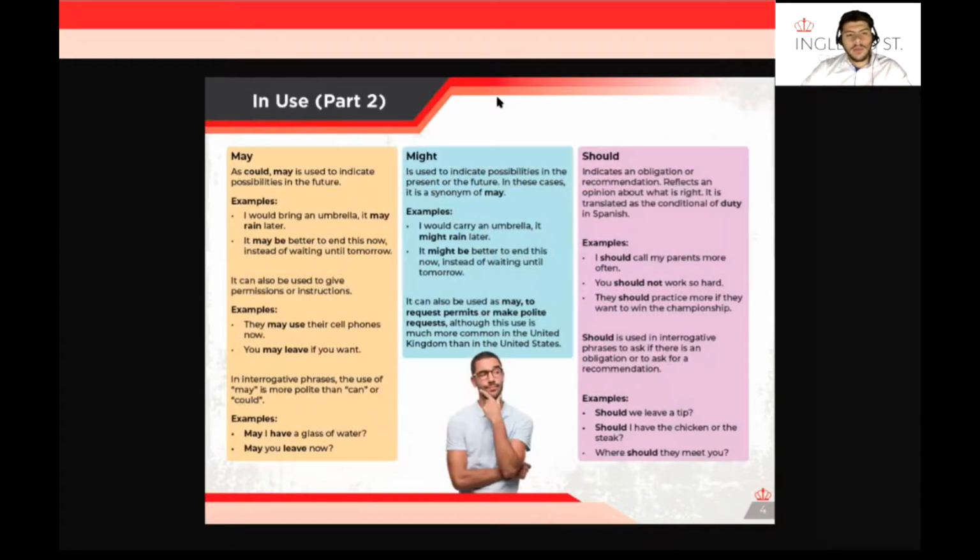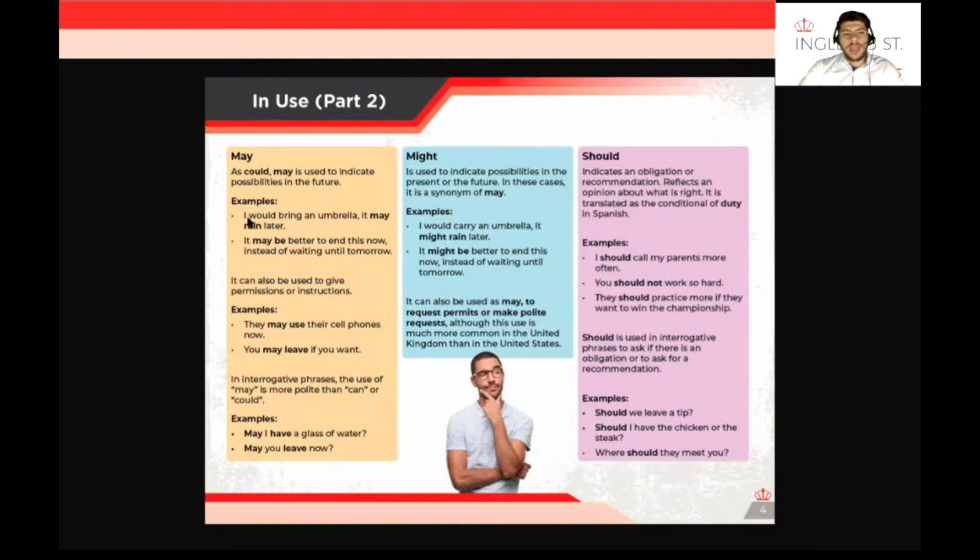Good. Okay, so we have reached may, might, and should. Let's start with may. It says, as could, may is used to indicate possibilities in the future. So we saw could, the last usage of could, the one that is for possibilities in the future. And we know that may is used as could for possibilities in the future. So here we have some examples. I'm going to read the examples. I would bring an umbrella. It might rain later. It may rain later.